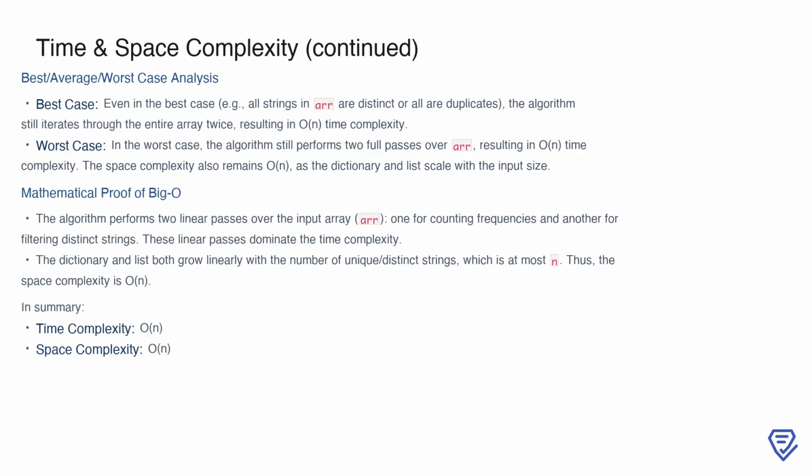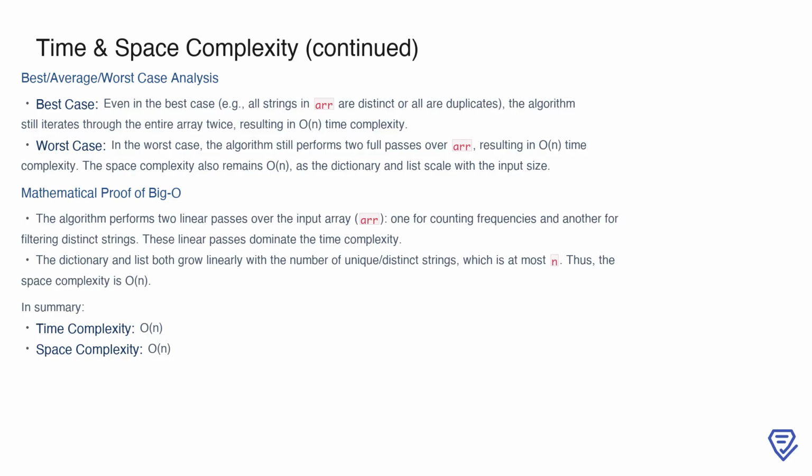In the worst case, the input size and structure do not change the number of operations, so the time complexity remains O(n). Similarly, the space complexity is O(n) in all cases, as the dictionary and list scale linearly with the input size. To mathematically verify this, the solution involves 2 linear passes over the array, one for frequency counting and another for filtering distinct strings.